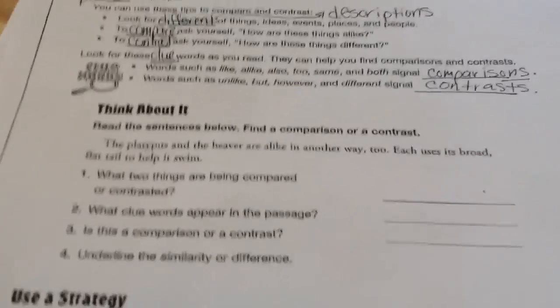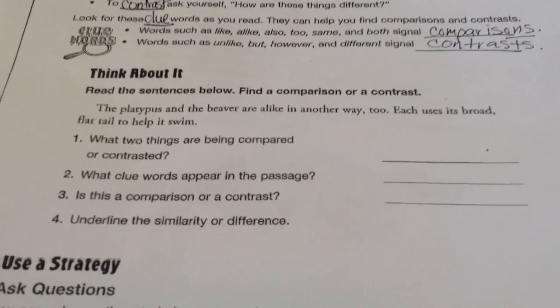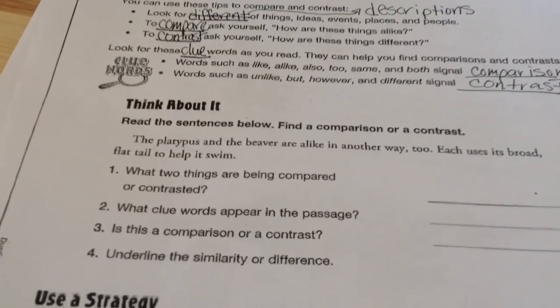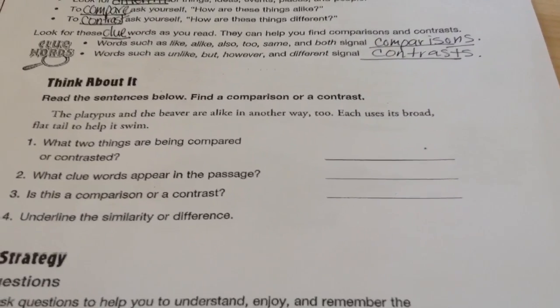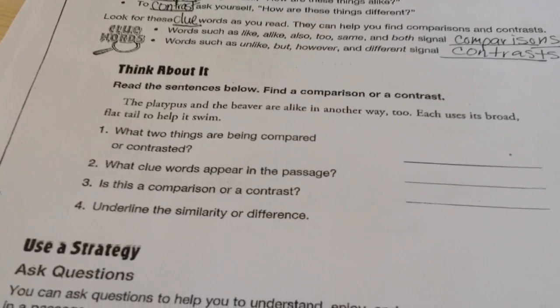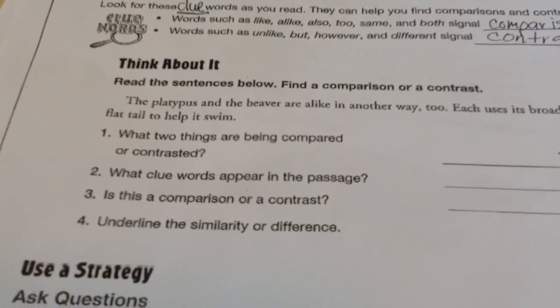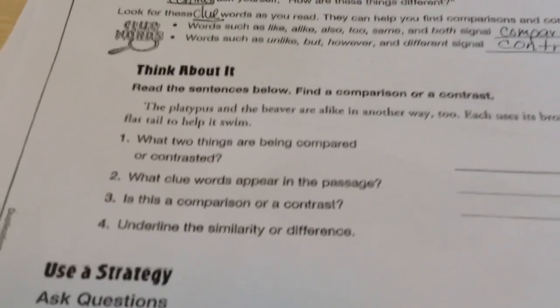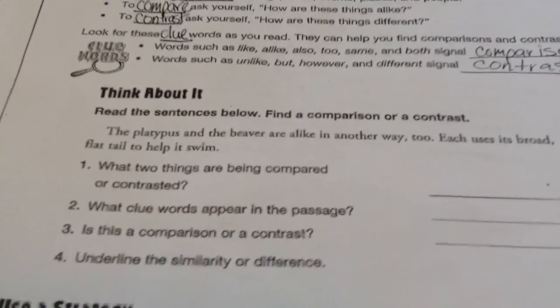Okay, think about it. Read the sentence below. Find a comparison or a contrast. The platypus and the beaver are alike in another way too. Each uses its broad, flat tail to help it swim. So, number 1, what two things are being compared or contrasted? In the beginning it tells us the platypus and the beaver. Those are the two animals that are being compared. Let's write that on the line.